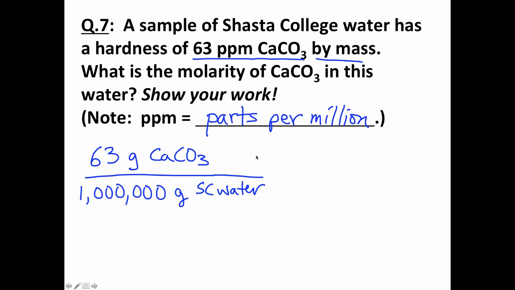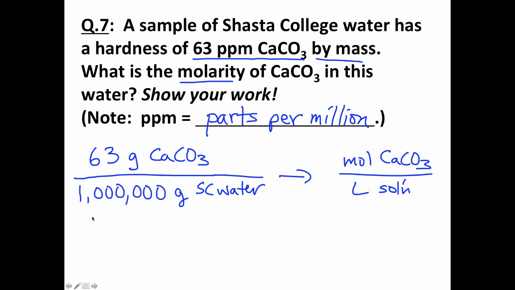Now, notice this is pretty straightforward in a sense if we want to get molarity, because molarity is moles of our solute calcium carbonate per liter of our solution, which is the Shasta College water. So what we need is we need to convert the grams of calcium carbonate into moles and the grams of Shasta College water into liters, do the ratio, and we're done. So let's do this calculation.